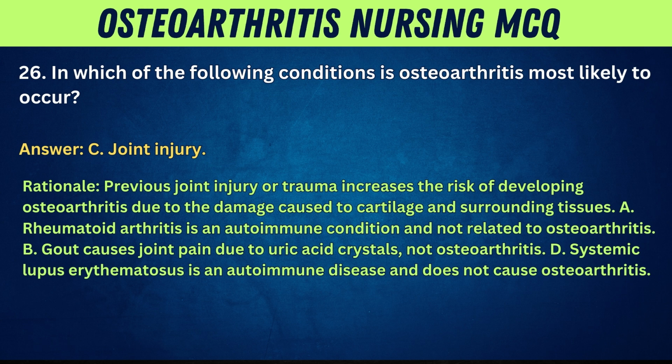A. Rheumatoid arthritis is an autoimmune condition and not related to osteoarthritis. B. Gout causes joint pain due to uric acid crystals, not osteoarthritis.